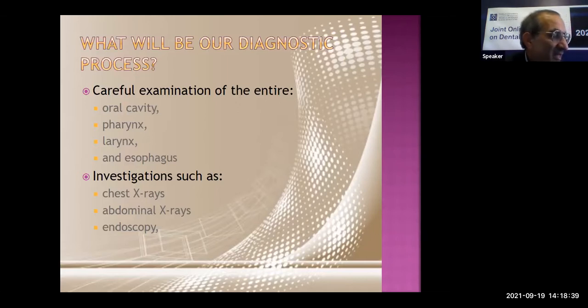On the other hand, the dentist does not have the necessary skills to do this, because the dentist rarely encounters these problems. But these problems are very vital. We need to get help from our doctor colleagues, the general practitioner or general physician, and need to call the medical emergency center. Some other investigations, such as chest X-ray, abdominal X-ray, and endoscopy will be done in the hospital.